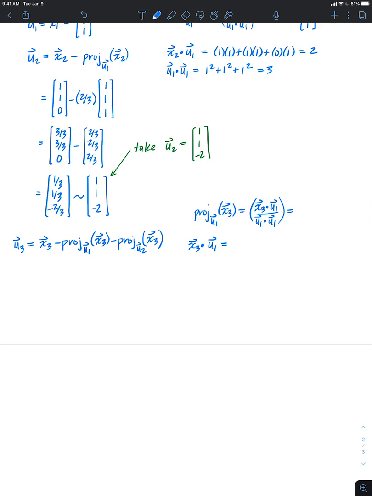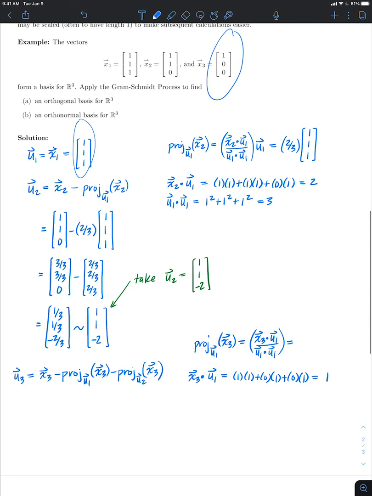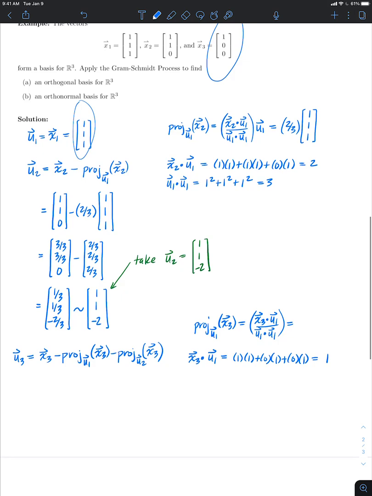Okay, well, x3 is this vector here, 1, 0, 0, and u1 is this vector here. So we're just going to get 1 times 1 plus 0 times 1 plus 0 times 1. And what's it going to work out to? You're going to end up getting 1. And the dot product of u1 with itself was just 3, so we already worked that out before.